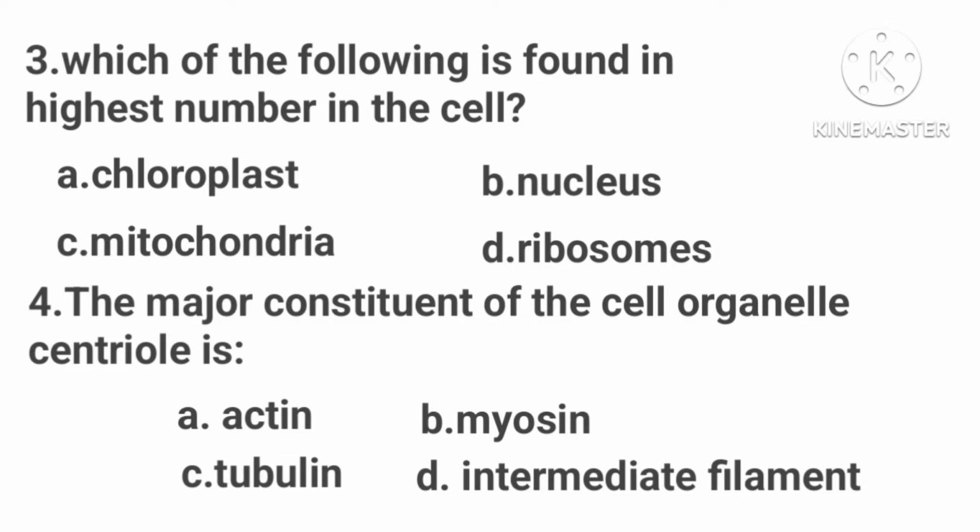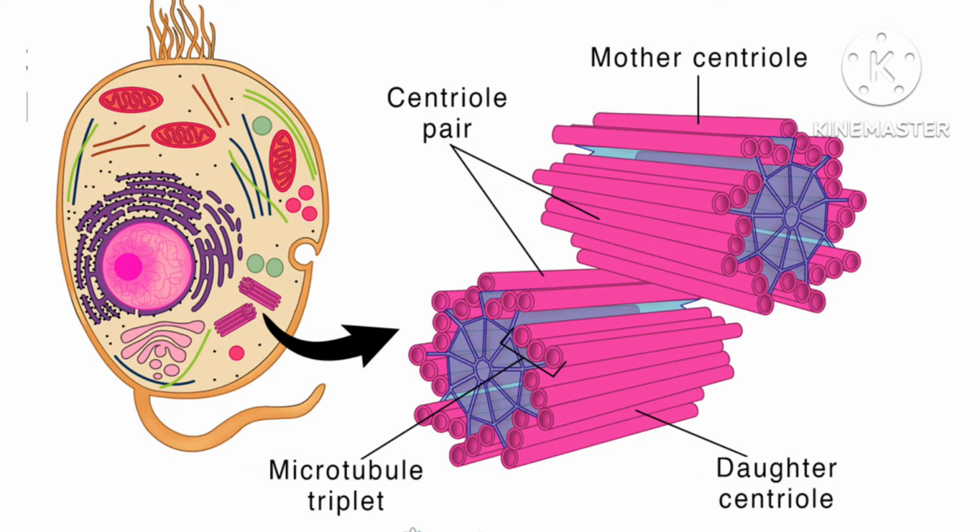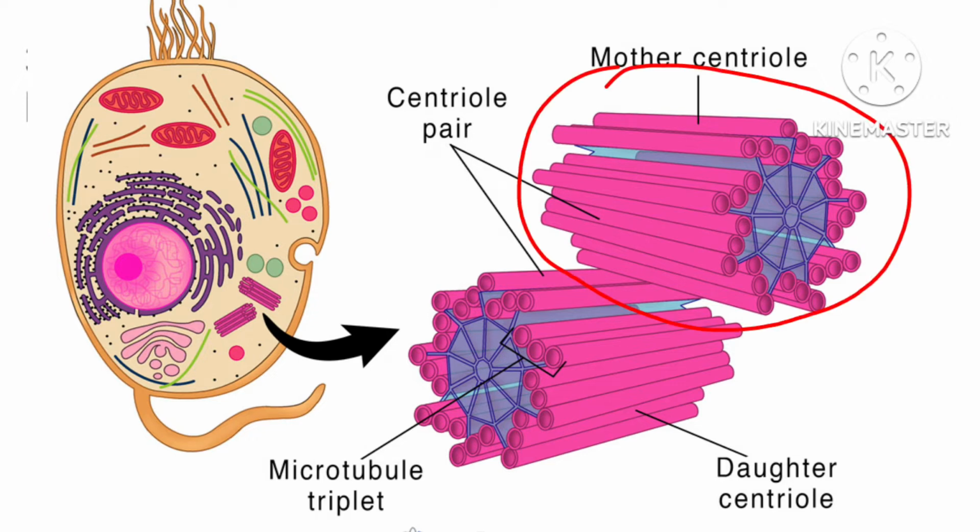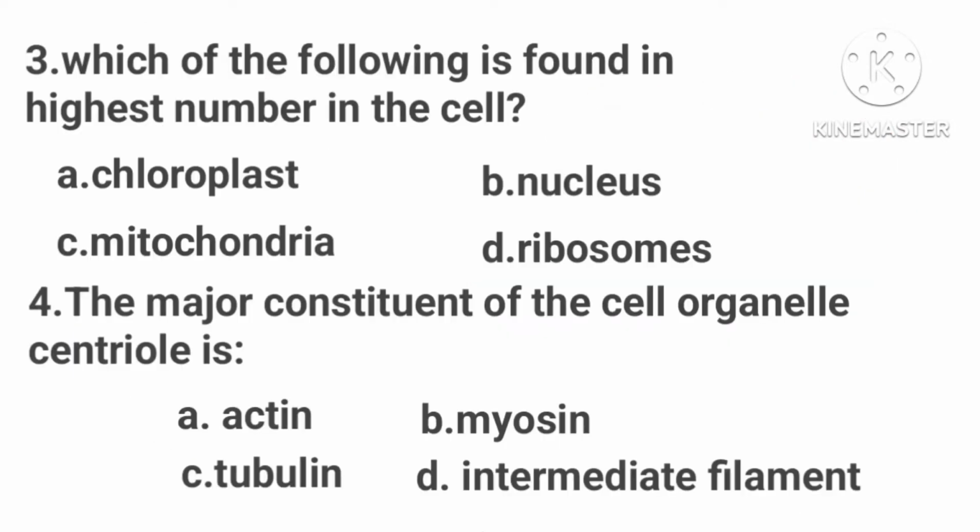Next, the major constituent of the cell organelle centriole is option A actin, option B myosin, option C tubulin, option D intermediate filament. The centriole is present in the animal cell. The major function of centriole is to help with cell division in animal cells. In cell biology, a centriole is a cylindrical organelle composed mainly of a protein called tubulin. So the correct answer is tubulin.